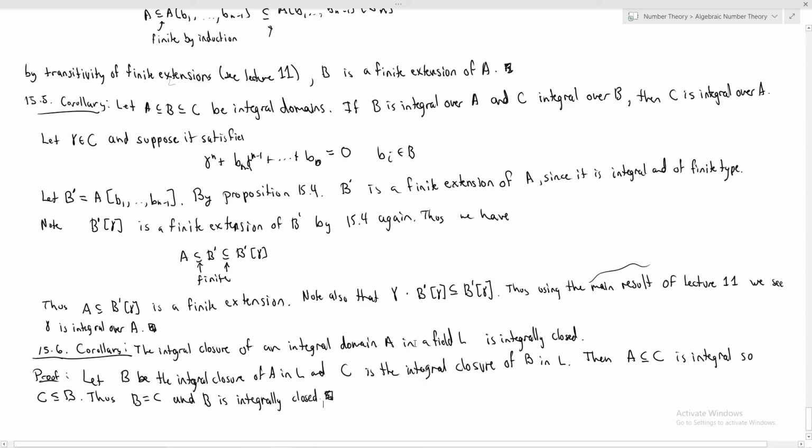Okay, so this tells us that all our rings of integers are integrally closed in their respective number fields. So this is a useful result.